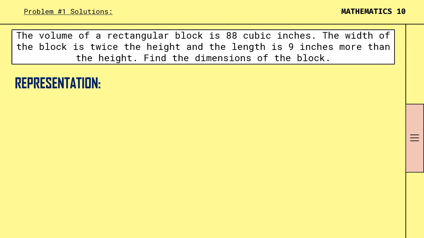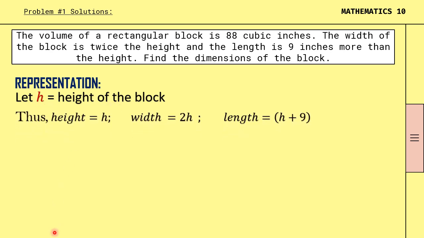Now first, let's have our representation. Let h be the height of the block. Thus, we have height equals h, and width will be represented as 2h based on our given problem, and our length will be represented as h plus 9. Since it says in our problem that the length is 9 inches more than the height, if we translate this, it will be h plus 9.